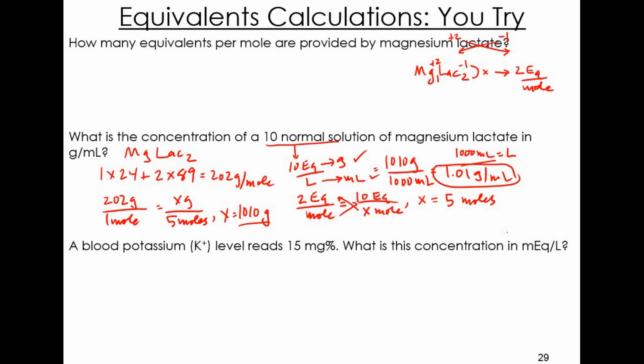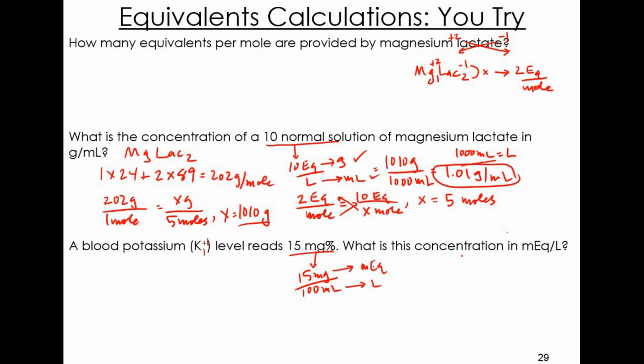Okay, last question. We have a blood potassium reading of 15 milligrams percent, and this is just the ion by itself. So potassium with a charge of +1. We want to know what the concentration will be in milliequivalents per liter. So milligrams percent is 15 milligrams per 100 milliliters. 100 mil has to go to liters. The milligrams have to go to milliequivalents.